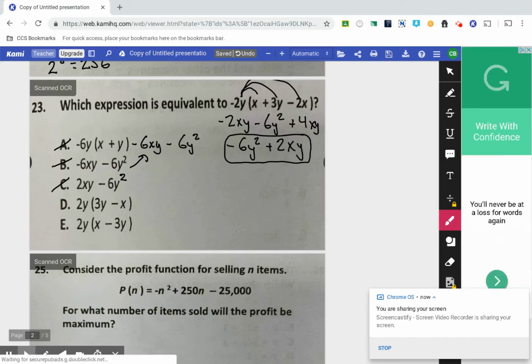All right, look at D. If I distribute here, that gives me 6y squared and minus 2xy. It's close. It's the right numbers. The signs just aren't right. They're backwards. So that's out. Leaves us with answer choice E.